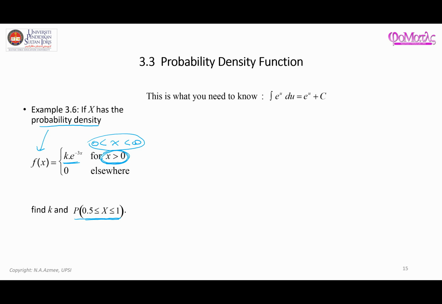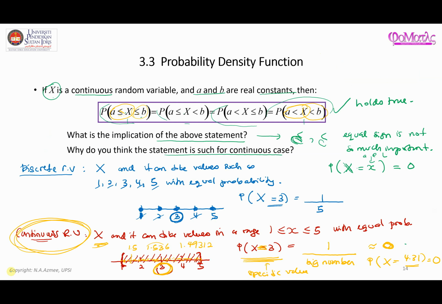In order to find k, we are going to start off using the condition that we have learned, which is if you integrate f(x), the probability density, from the lower limit to the upper limit, the result should be equal to 1. So this is the condition for f(x) to be a probability density. Where do we get that? Well, we have seen it in this part.